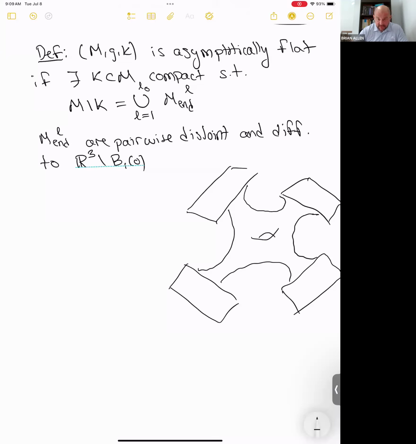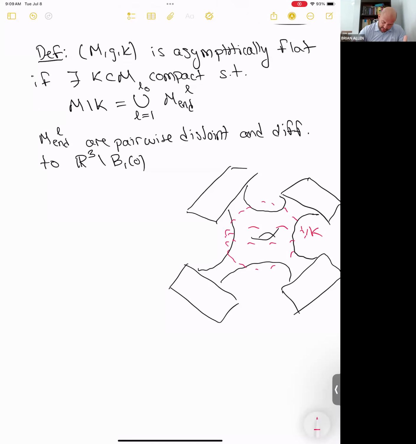And you can have some topology in the middle. And so the K that's being removed in this picture would have to be something like this, whatever is inside here. Okay, and then we'd have 4 ends, and each of these ends needs to be diffeomorphic to a complement.